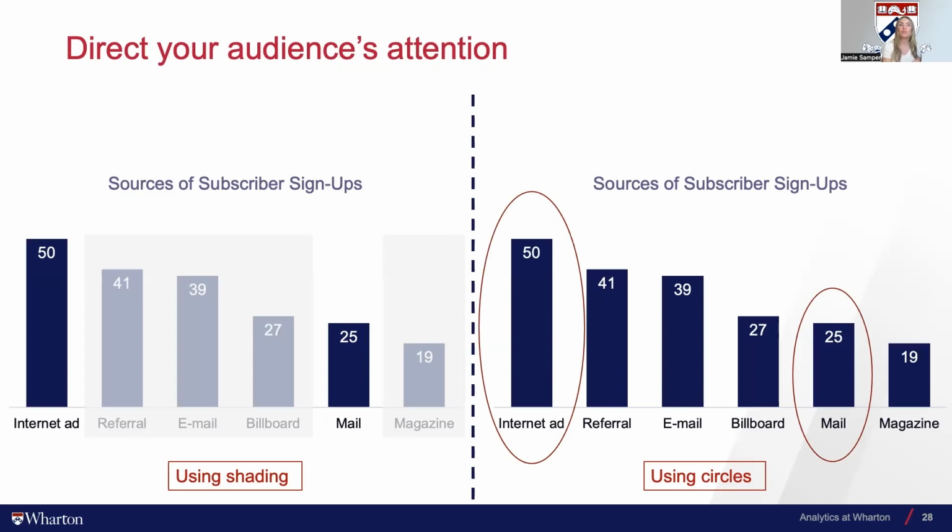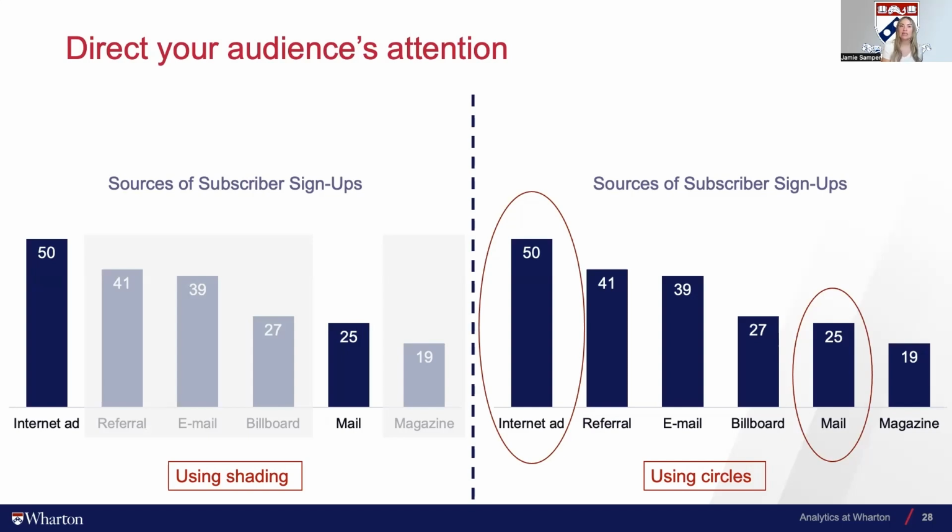You can make sure that what they're looking at matches what you are talking about in that moment. And so to direct your audience's attention, there are several different things you can do. One is to use shading. In the figure that you're looking at on the left, you can see that internet ads and mail campaigns are in a more vibrant color, while the other groupings are shaded. Adding this in helps the audience to know that you're talking about internet ads and mail ads.